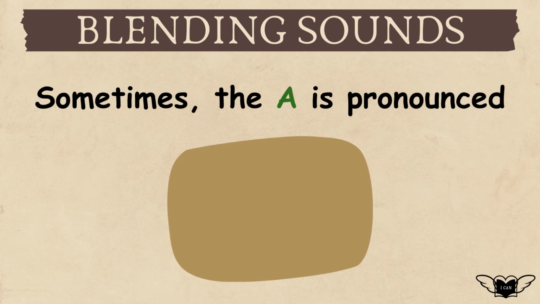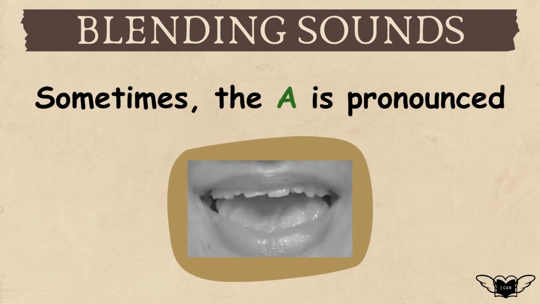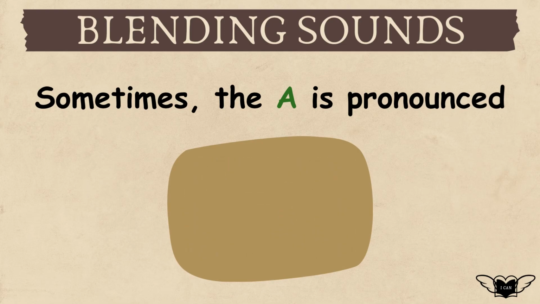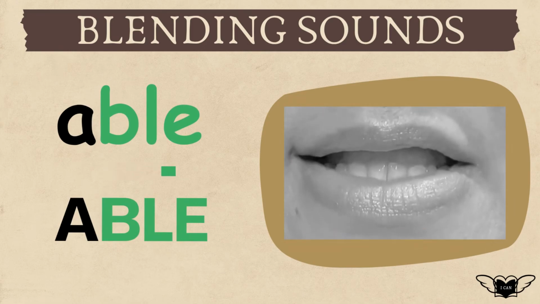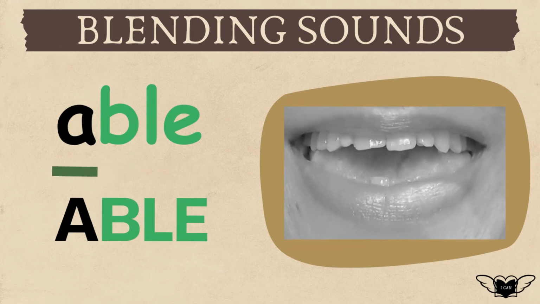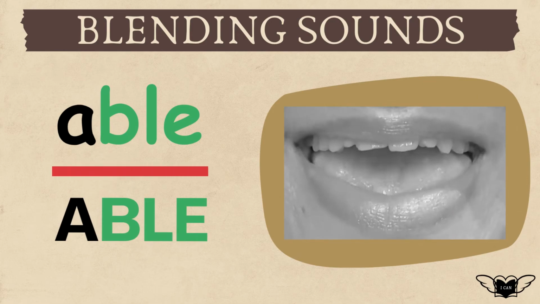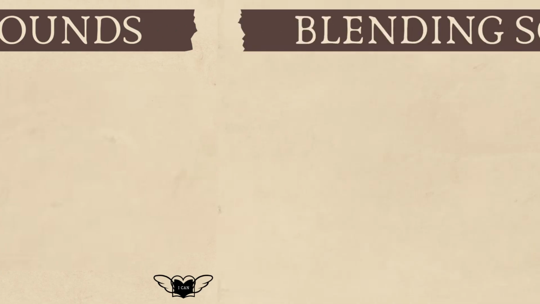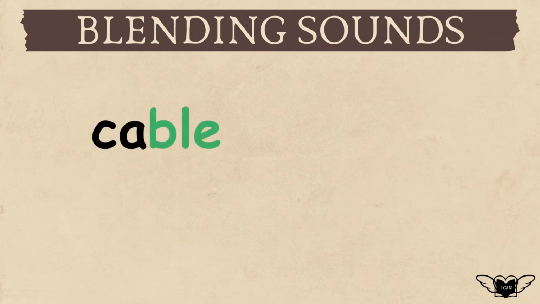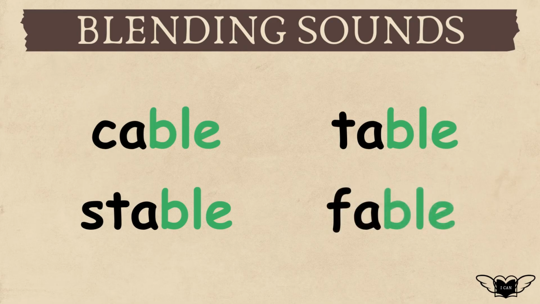Sometimes the A is pronounced A. ABLE. Able, able, able, able. Cable, table, stable, fable.